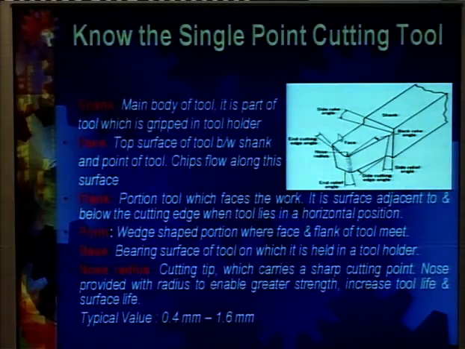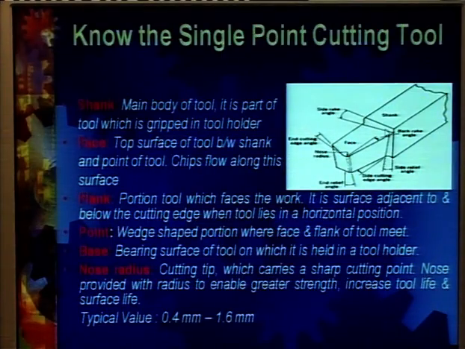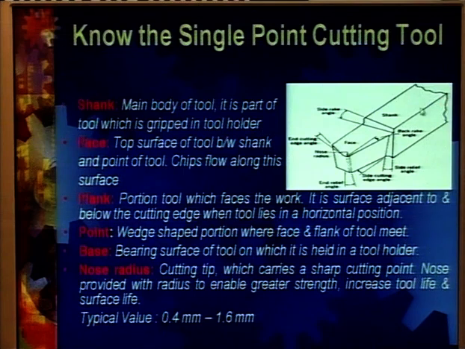To elaborate this further, let us have a look at the main parts, main portions or main angles or parameters, whatever we like to call them, of a single point cutting tool. The portion of the cutting tool, or the main body of the cutting tool out of which it is made, is known as the shank. It is the part of the tool which is gripped in the tool holder. So, in this portion we can say that this is the shank, which is held or fastened in the tool post.